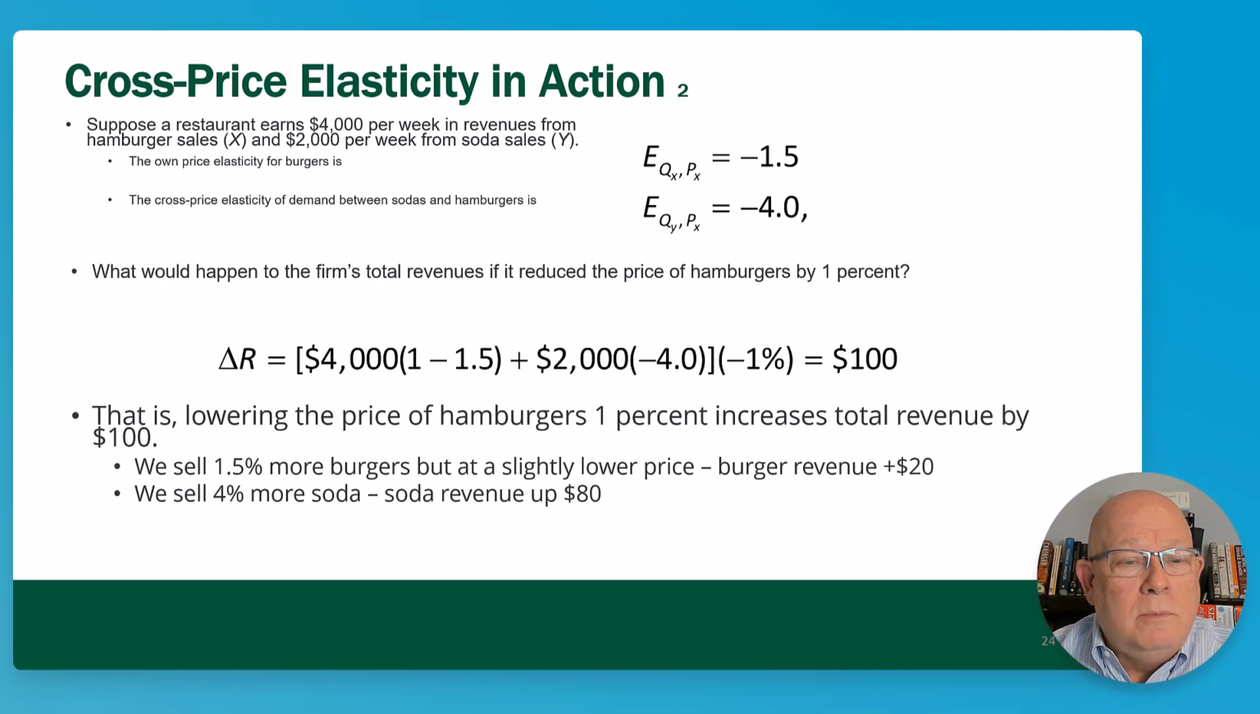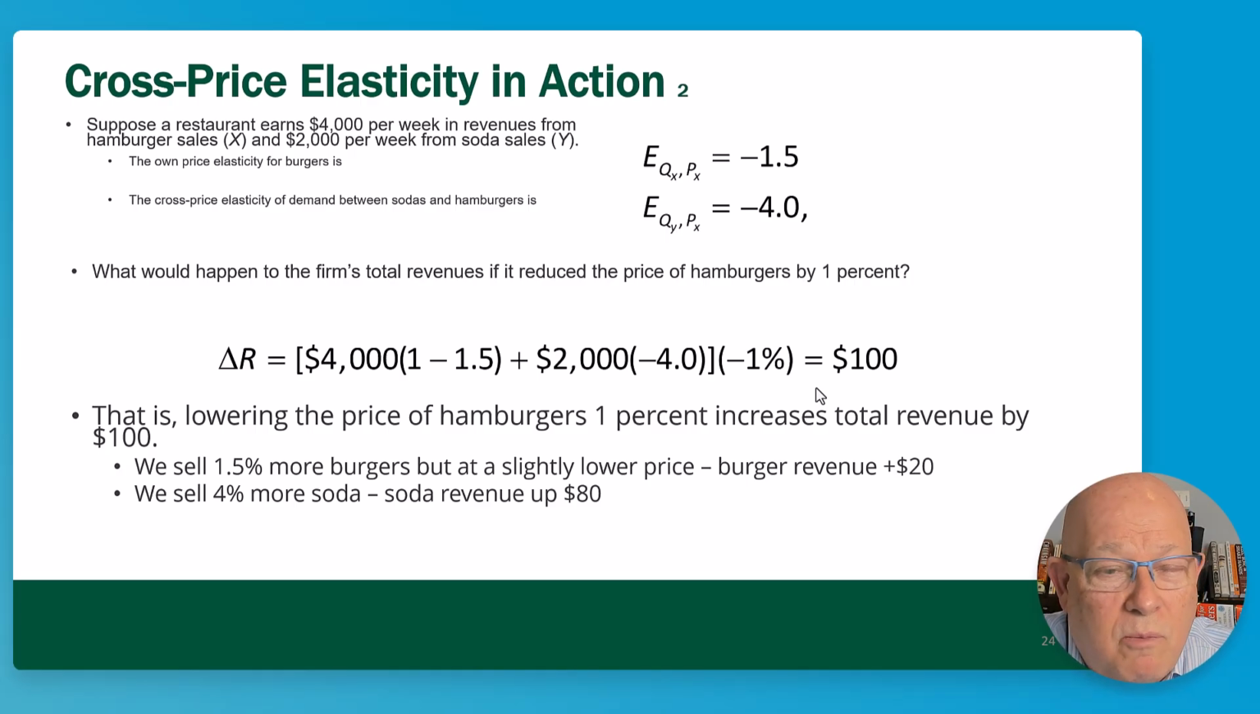So we're going to apply the formula. We have the level of revenues. We're going to use the own elasticity of hamburgers here. We're going to use the elasticity of the sodas relative to hamburgers here. And if we run through that calculation, we're going to get a change of revenues of a positive $100.